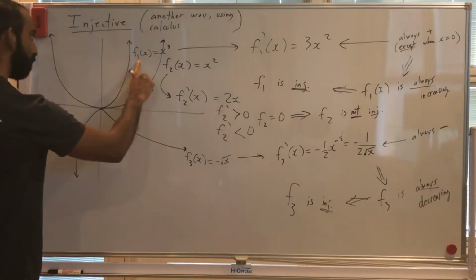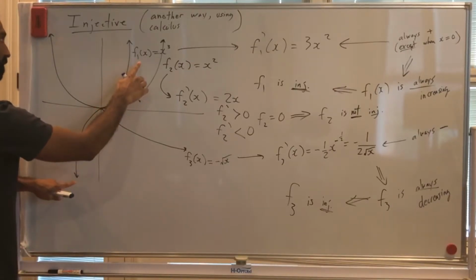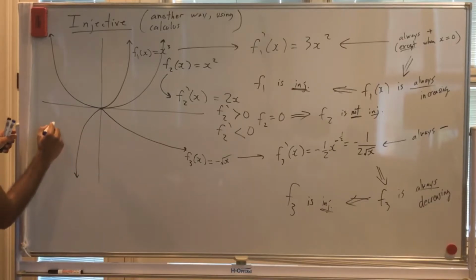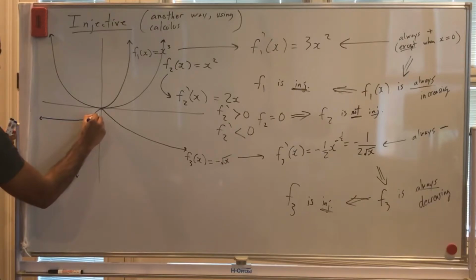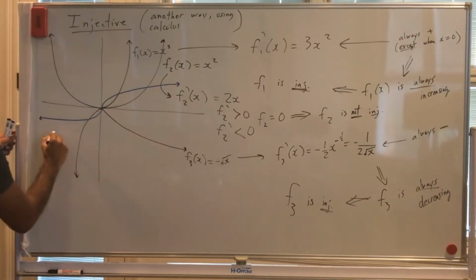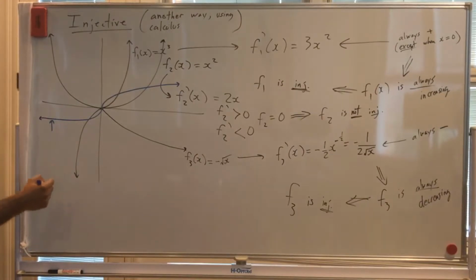Let's say I pick f1, and I want to find the inverse of f1. That's going to look something like this, in blue. So this is the graph of the inverse of f1. And that happens to be a function, right? It passes the vertical line test.